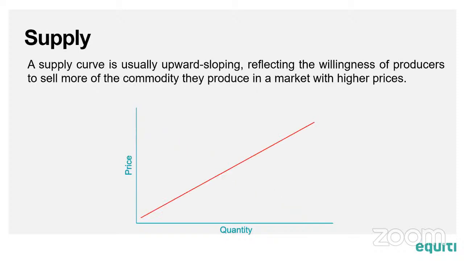Supply, on the other hand, is the opposite, and that is a supply curve is an upward sloping line reflecting the willingness of producers or sellers to basically post their goods for sale. And this one is now the opposite.